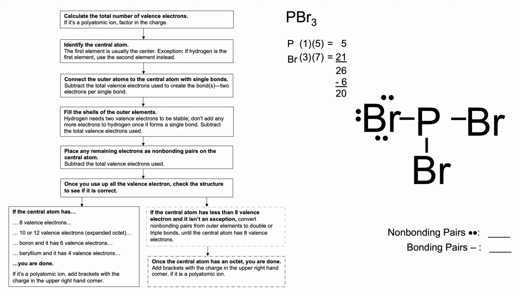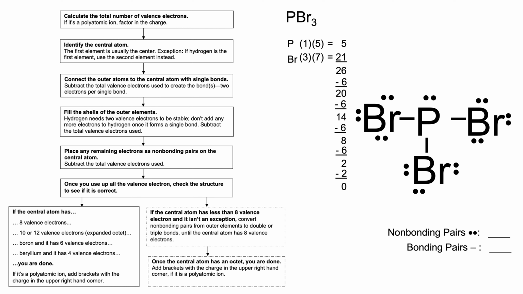I then go through and fill the shells of the outer atoms. As I'm filling those shells, I'm subtracting from the inventory. And when I fill that last bromine, I now have 2 electrons left over. So I'm going to place those 2 electrons on that central atom, and now I reach 0. So now when I check that central atom, it has 2, 4, 6, 8 valence electrons.